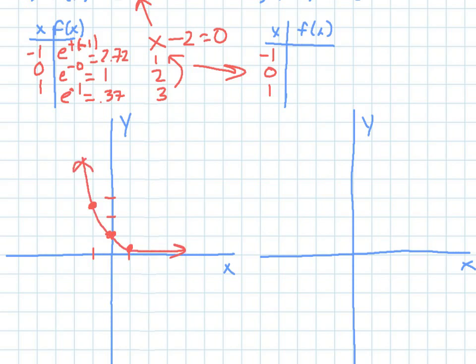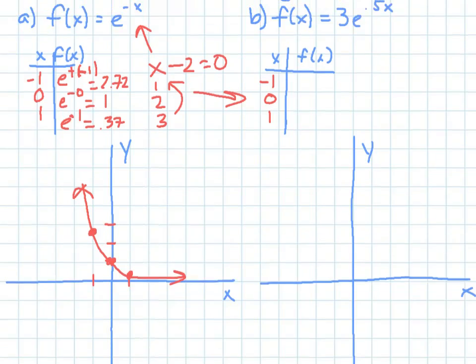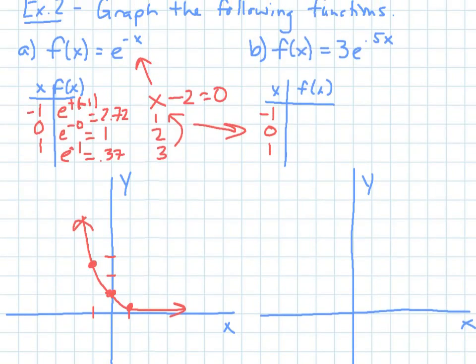Remember, there's a horizontal asymptote there, just like our other exponential functions that we were graphing with different bases for a. It's the same thing here. You have a horizontal asymptote at y equals 0, so we're not really going to cross it with our exponential functions. Now I want to plug in negative 1 into the function for b. So 3 times e to the 0.5 times negative 1 power gives me 1.82.